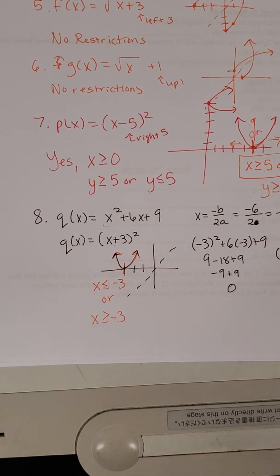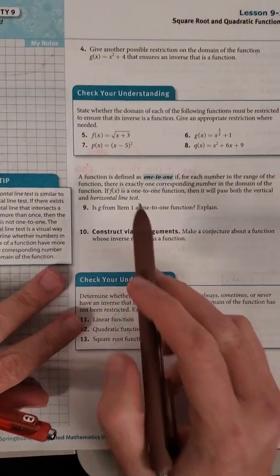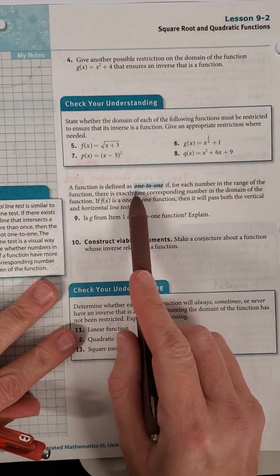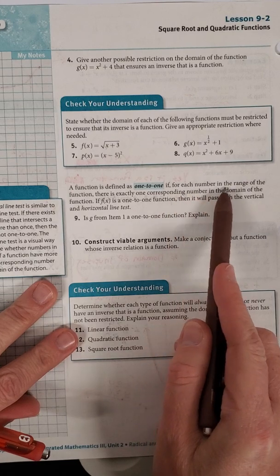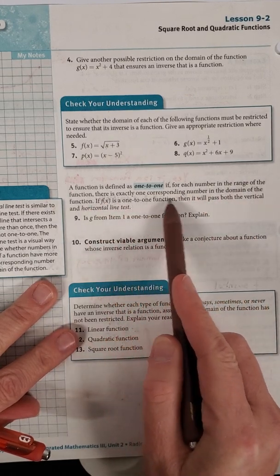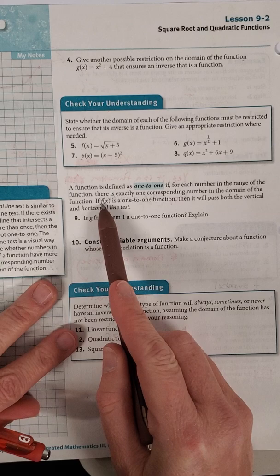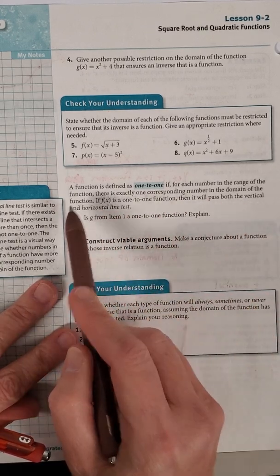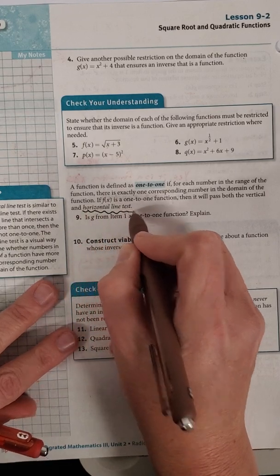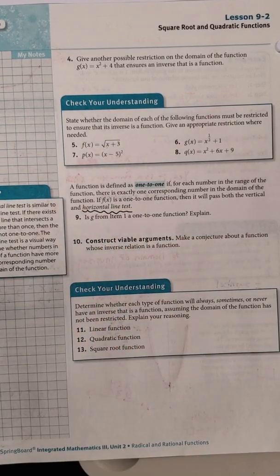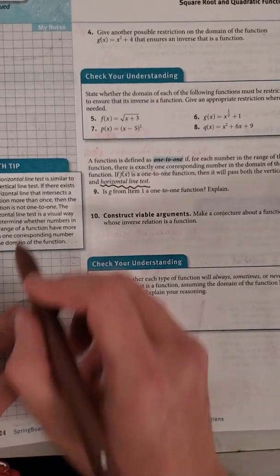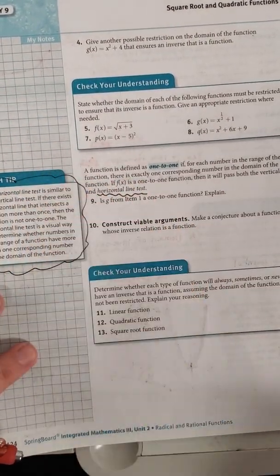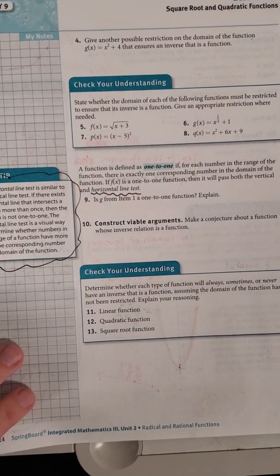Okay, so finally we get into this idea about a function being one-to-one. It says a function is defined as one-to-one if for each number in the range of the function there is exactly one corresponding number in the domain of the function. If f of x is a one-to-one function, then it will pass both the vertical and the horizontal line test. So a horizontal line test is similar to the vertical line test, it's a way for us to tell if a function is one-to-one.